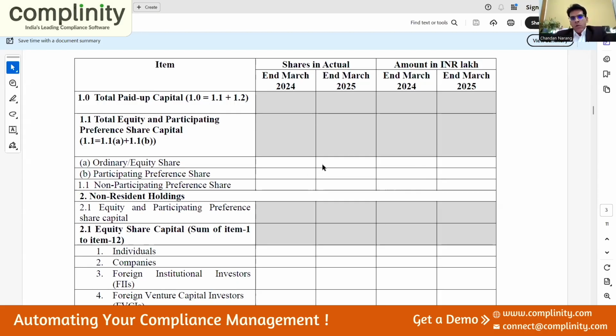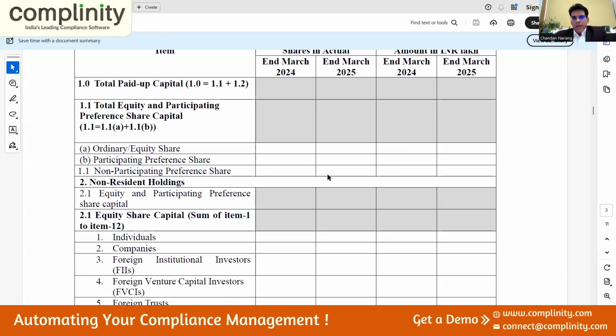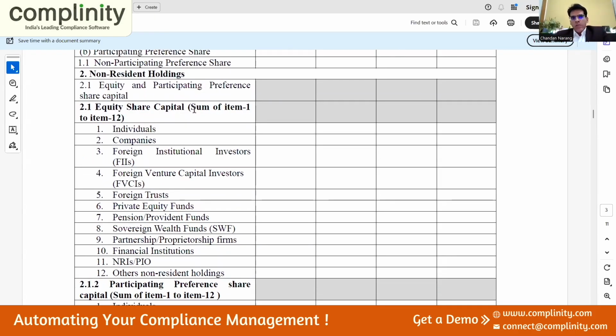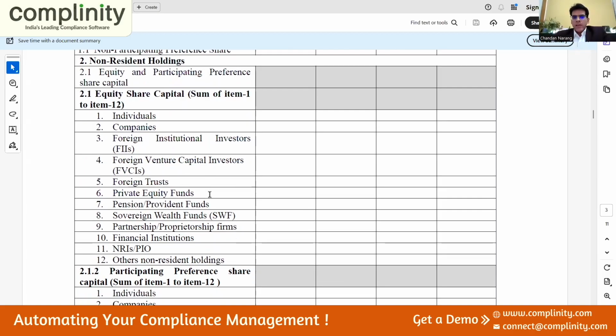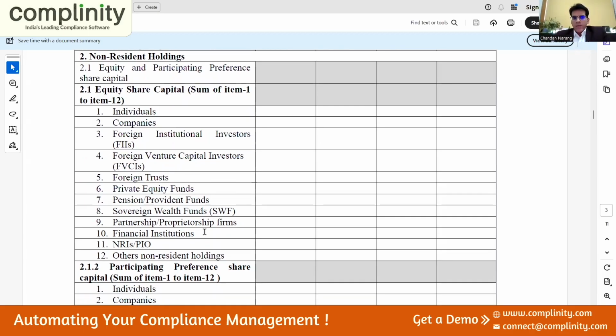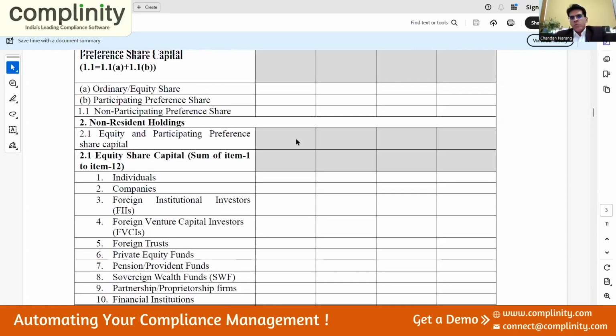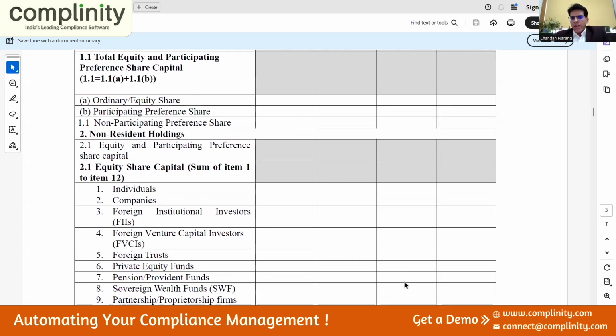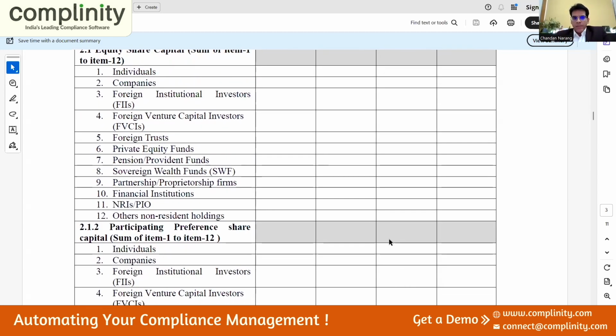So this is the overall total paid up share capital held. Out of that, now we have to mention the non-resident holding. So equity share capital bifurcated into, as per your shareholding pattern, whether it is held by individuals or companies or FIIs, FECIs, foreign trusts, private equity funds, pension funds, whatever is applicable, NRIs, PIS, for example, you need to mention the number of shares and amount in INR lakhs, whichever is held by them.